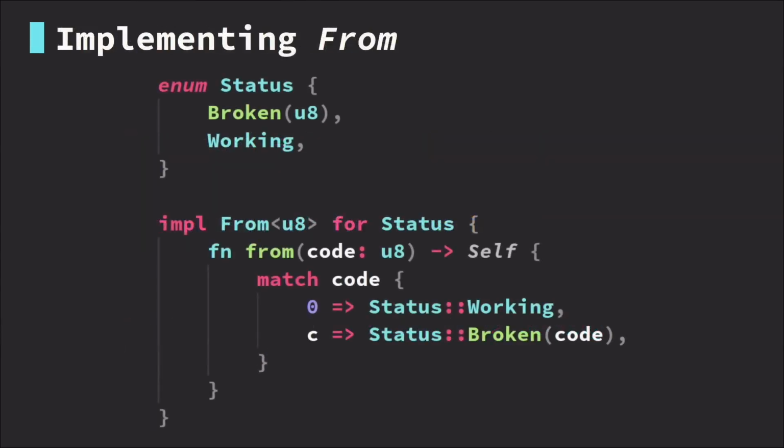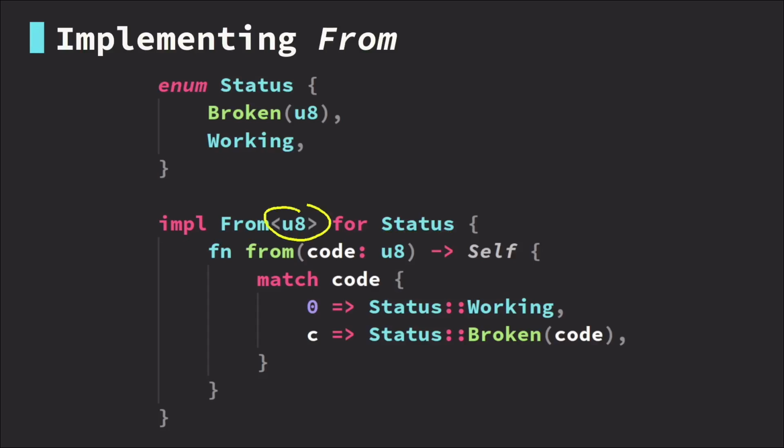So here is an implementation of the From trait. Here we have an enum and it's named Status. So this will be like the status code of some kind of device. We have a Broken status with a code, and then we have a Working status. For our implementation of the From trait, we're going to use the impl keyword From, so we're implementing the From trait for the Status type.